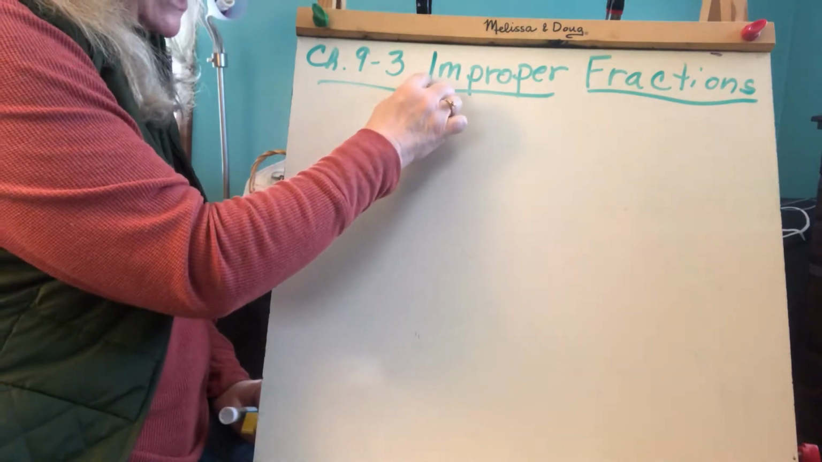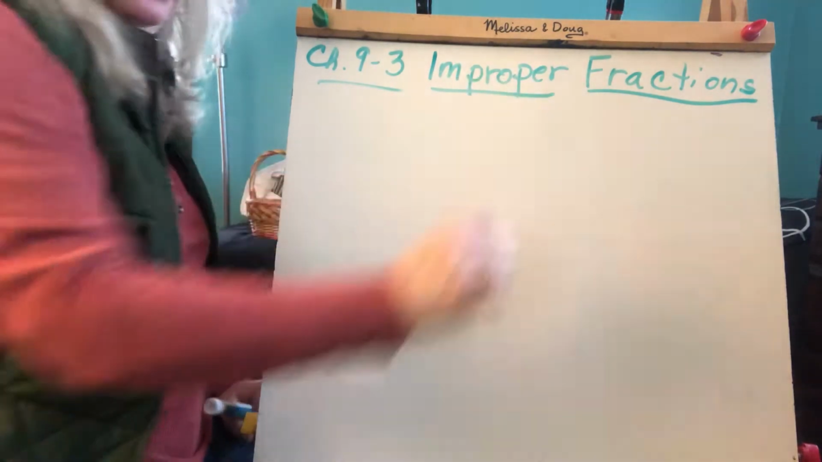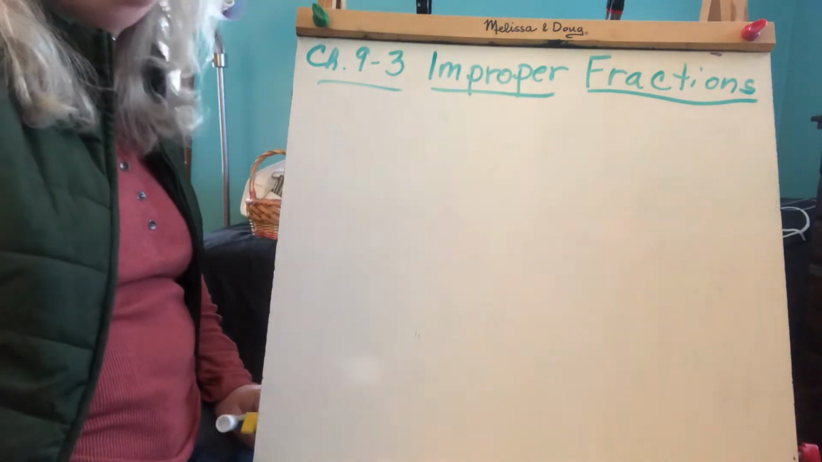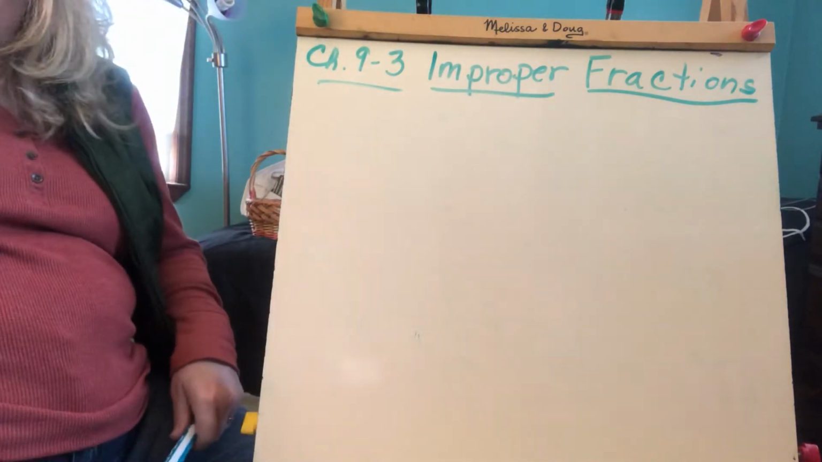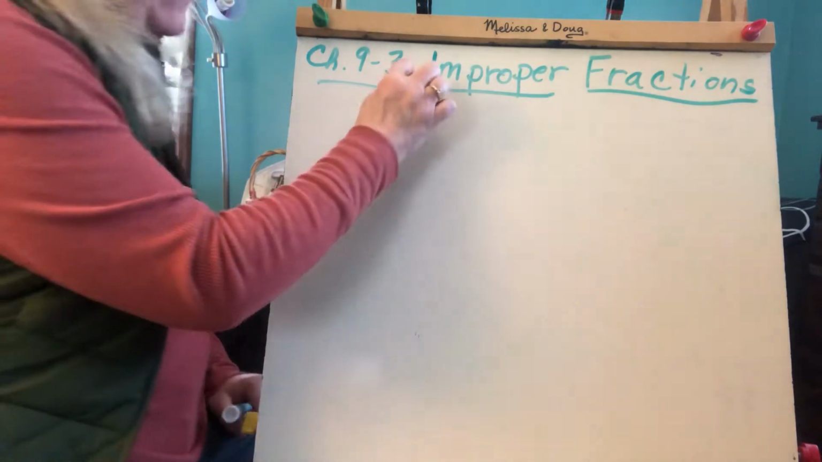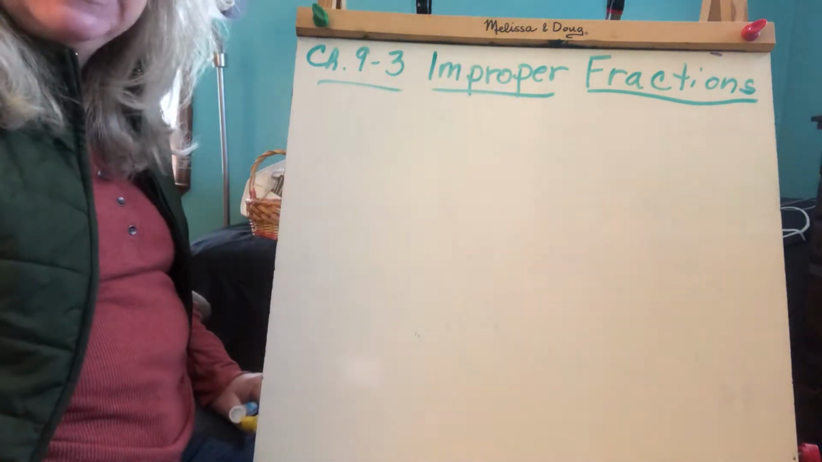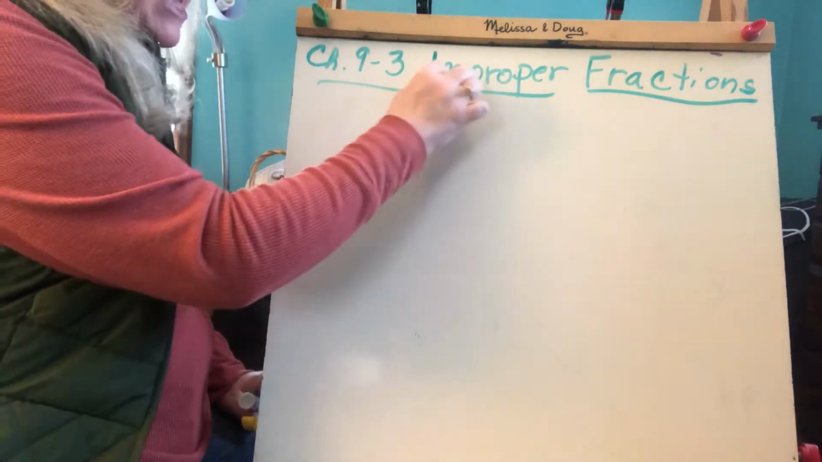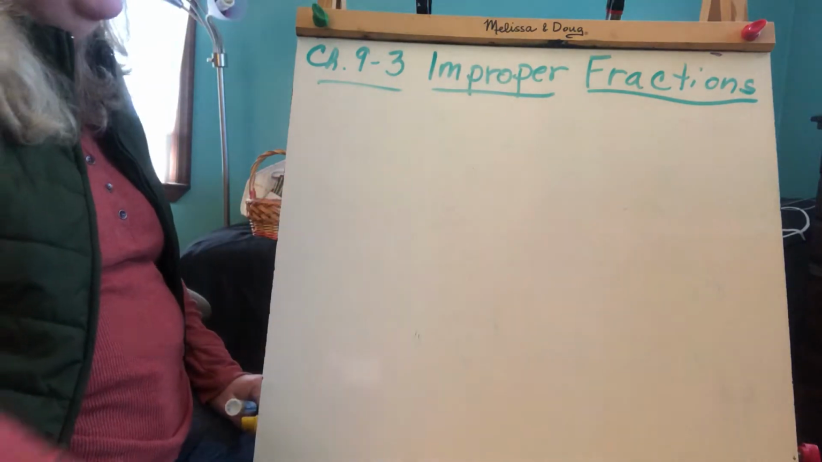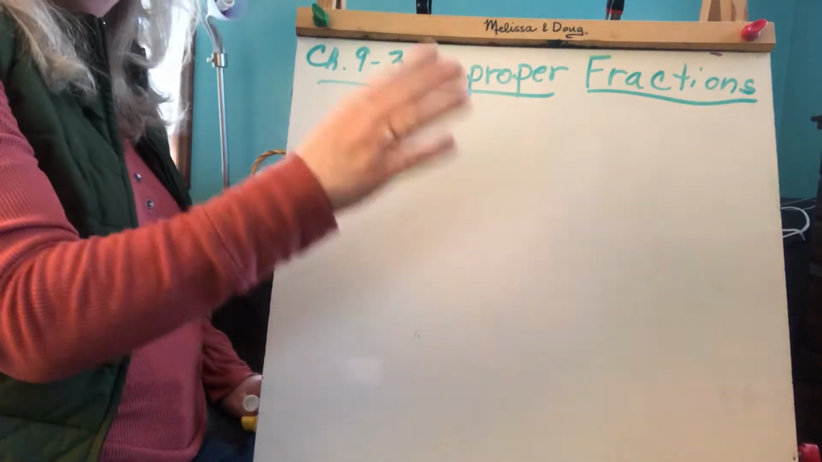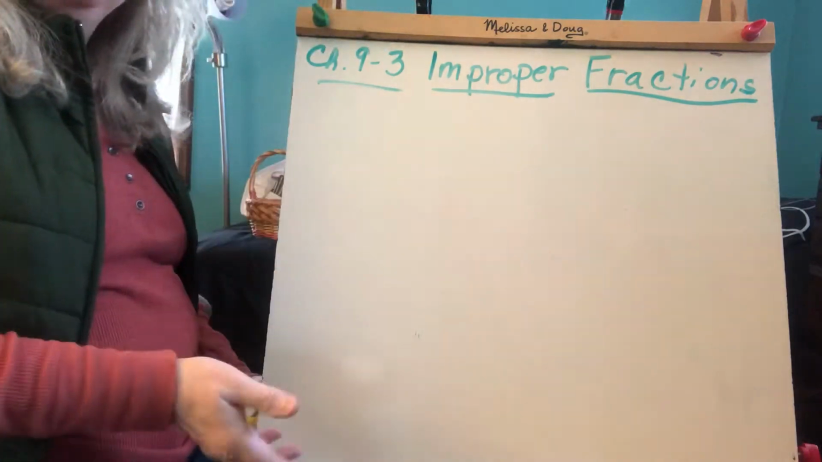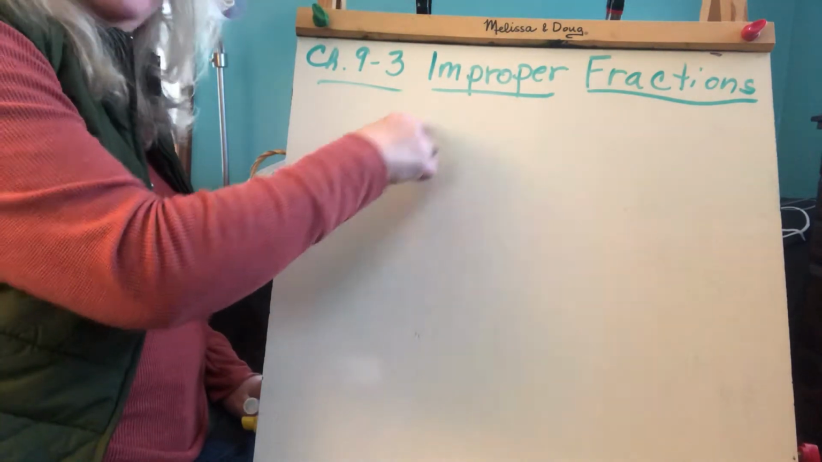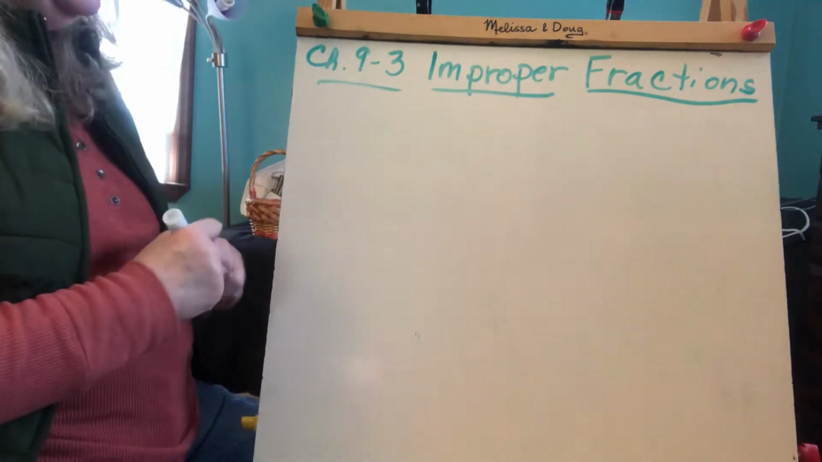Notice how it's spelled. I-M-proper, not in-proper, improper. Now, improper fractions, the prefix I-M means not. Just like I-N means not, I-M also means not. And proper fractions are fractions where the numerator is smaller than the denominator.